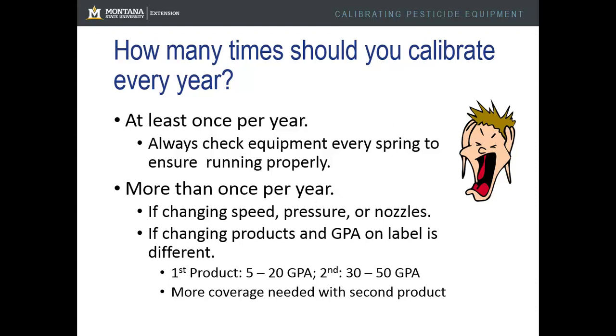Applicators refusing to recalibrate their equipment in this scenario would often lose efficacy even if applying the proper amount of pesticide product per acre. This is due to insufficient coverage delivered from the first calibrated rate of 5 to 20 gallons per acre, when the second product requires a much higher output of 30 to 50 gallons per acre.